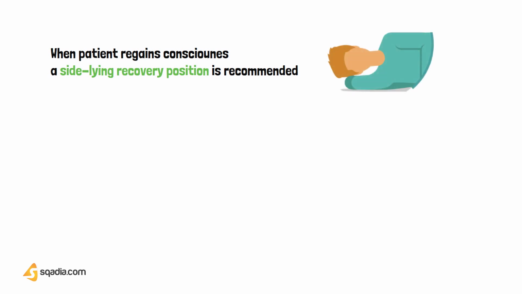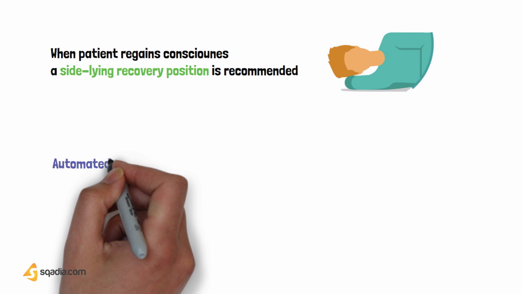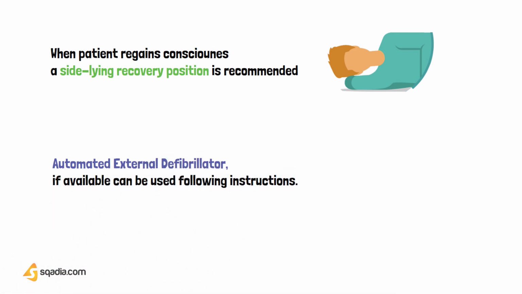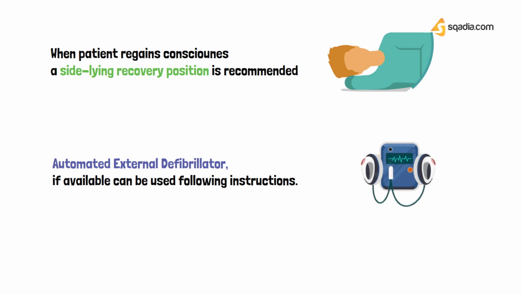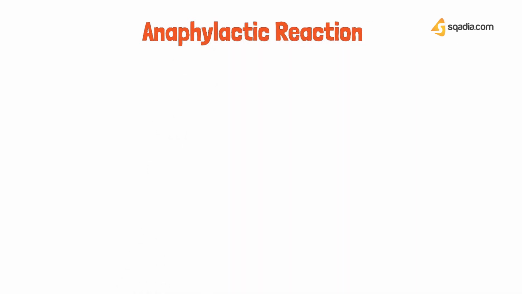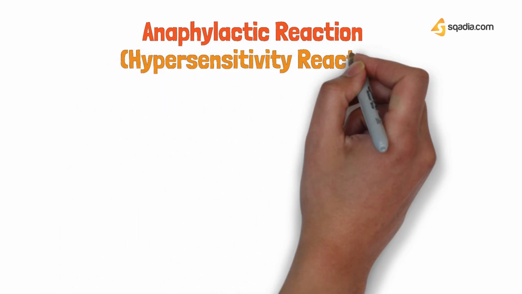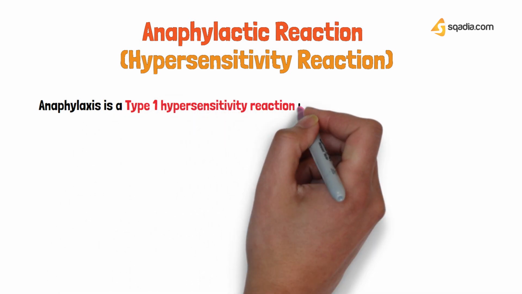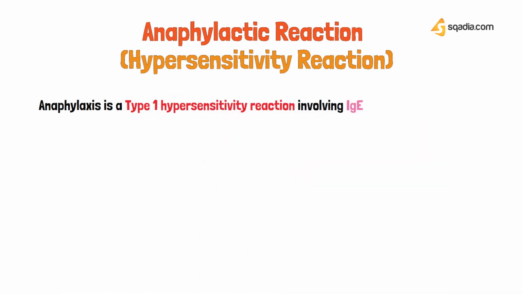An automated external defibrillator may also be used if it is available in the dental clinic. Now, let's move on and talk about an anaphylactic reaction, also known as a hypersensitivity reaction. Anaphylaxis is a type 1 hypersensitivity reaction which involves the IgE antibodies. Basically, an allergen causes an increased release of IgE, which in turn causes a release of vasoactive peptides and histamine.